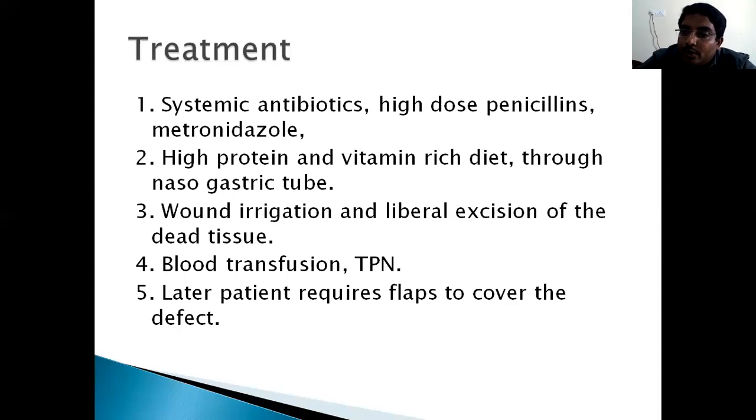Whatever the dead tissue, we will remove up to the bleeding edges. Then only it is going to be healed. Then if it is needed, blood transfusion and total parenteral nutrition also we will give. And later the patient requires a flap to cover the defect.